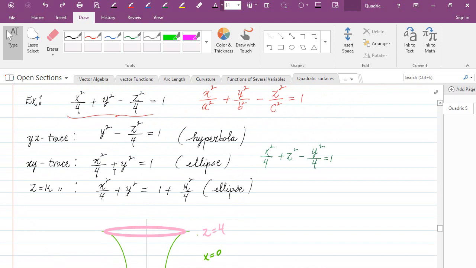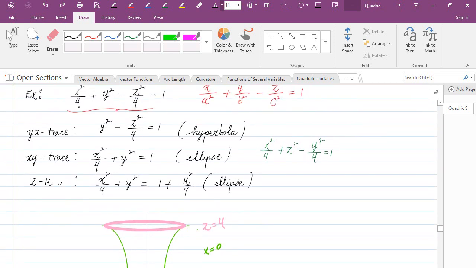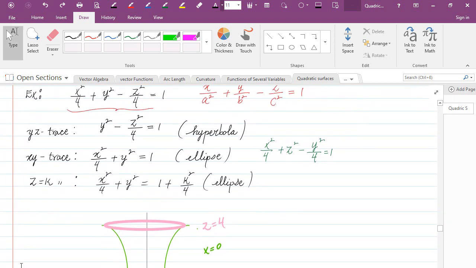So the xy trace is an ellipse where the vertices of the ellipse would be at the points where y is 1 or minus 1, and the other two vertices are along the x-axis at 2 and minus 2. And so now let's look at the traces in planes parallel to the xy plane.